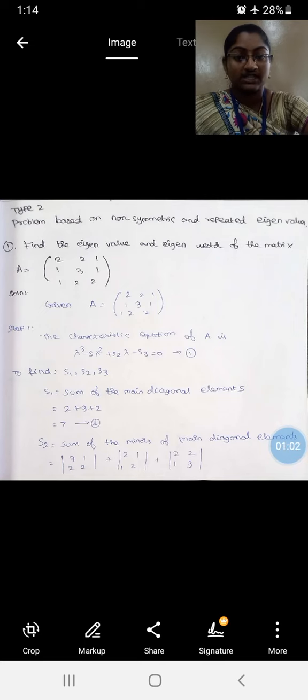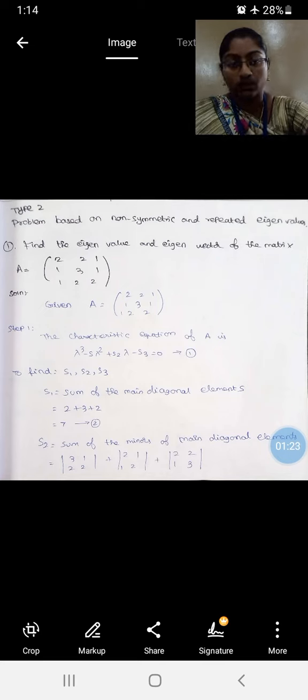There are three steps to solve eigenvalue and eigenvector. In step 1, we are going to solve for the characteristic equation. In step 2, we are going to solve for eigenvalues. Using that eigenvalue, in step 3, we are going to find the values for the eigenvector. In step 1, we know that the formula for the characteristic equation is lambda cube minus S1 lambda square plus S2 lambda minus S3 equal to 0. Mark this as first equation. In this we have to find the values for S1, S2 and S3.